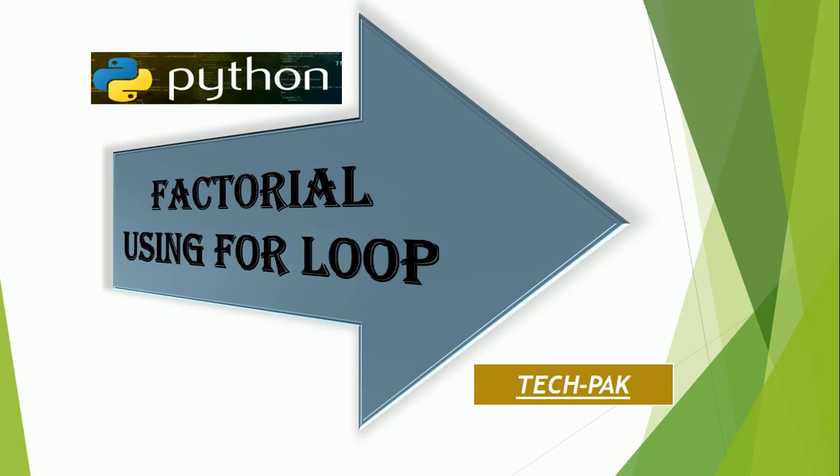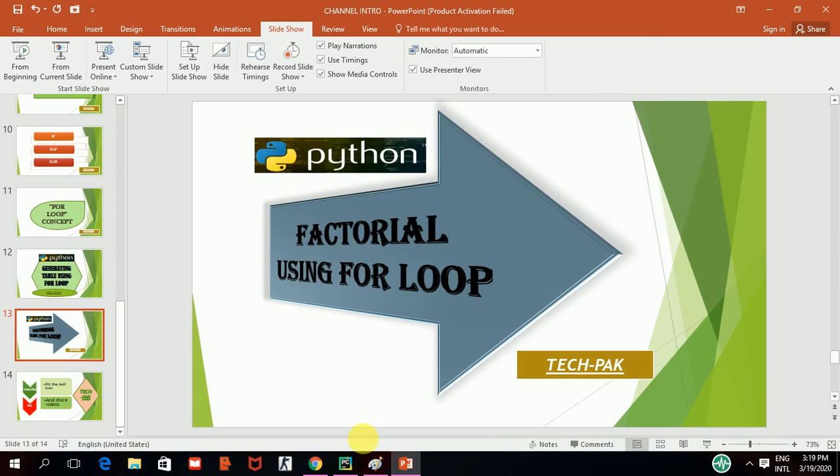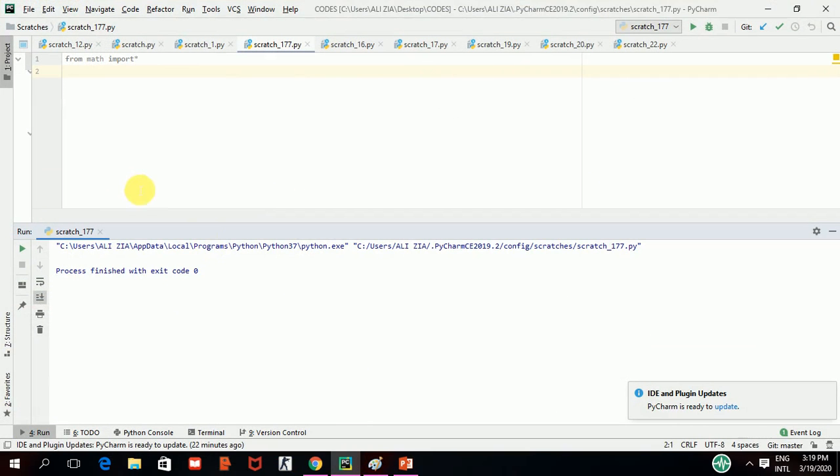Today in this video I am going to teach you about generating the factorial of a number by using a for loop in Python. In my previous video I have already given you the concept of the for loop and also told you how to generate a table using a for loop. But today it is very important to tell you because many beginners want to know how to generate the factorial using the for loop. So without wasting any time, I am going towards my PyCharm, which is our IDE for Python.